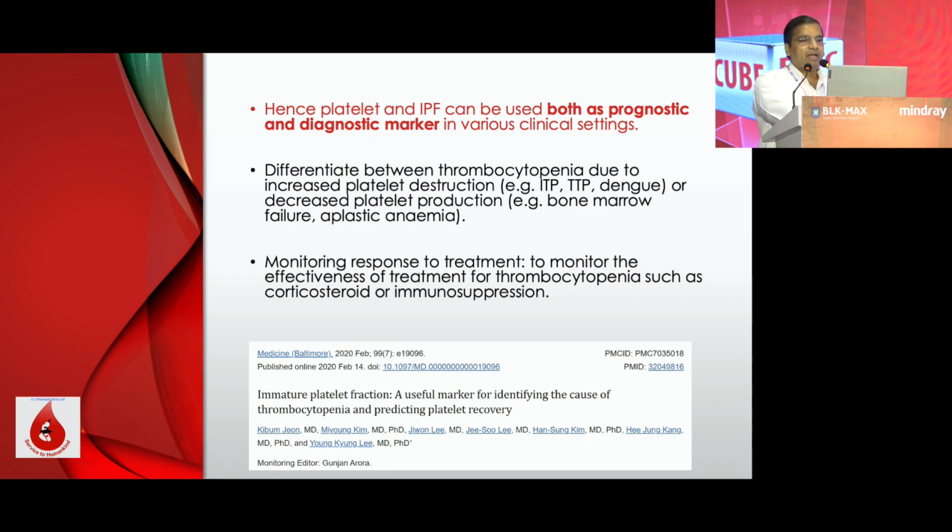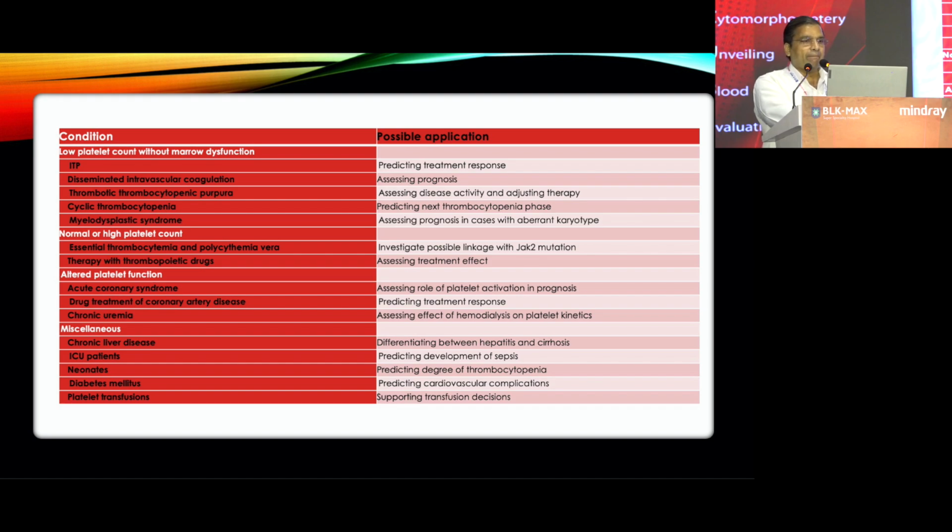It can be helpful in differentiating the increased platelet destruction and decreased platelet production in different conditions, and to monitor the effectiveness of treatment for thrombocytopenia, such as corticosteroid or immunosuppression therapies. We can use it when the platelet count is low in cases of ITP, DIC, TTP or myelodysplastic syndromes, or where the platelet count is normal or high.